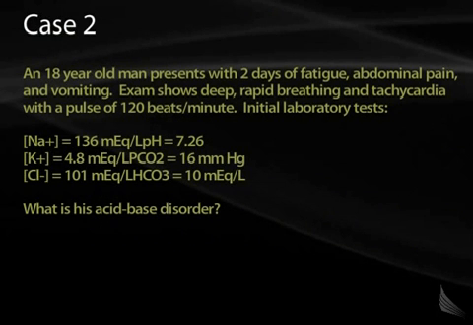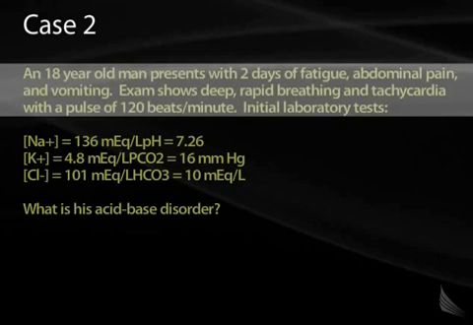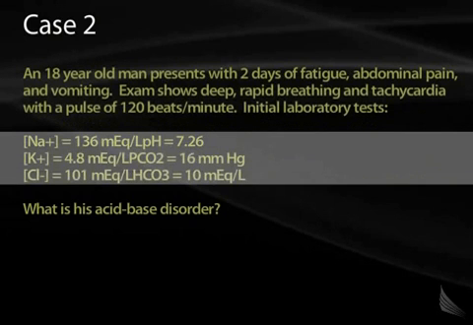Let's go through a few cases. An 18-year-old man presents with 2 days of fatigue, abdominal pain, and vomiting. Exam shows deep, rapid breathing and tachycardia with a pulse of 120 beats per minute. Initial laboratory tests are as follows: sodium 136, potassium 4.8, chloride 101, pH 7.26, PCO2 16, and bicarbonate 10 milligrams per liter. What is his acid-base disorder?